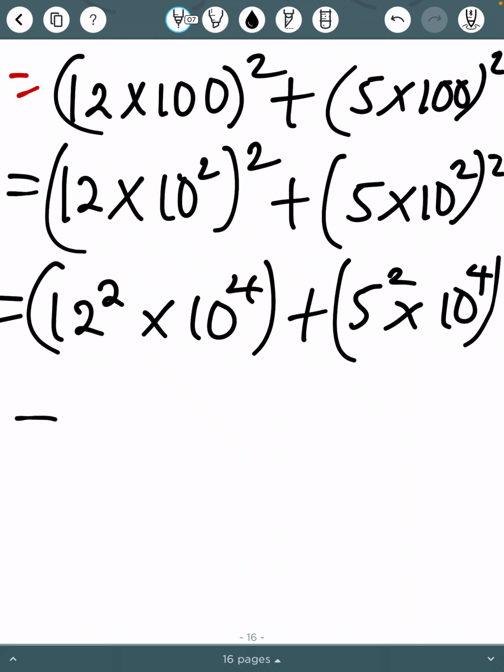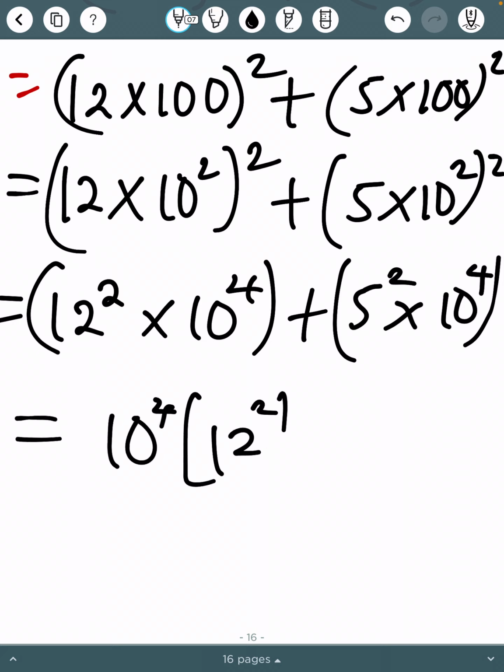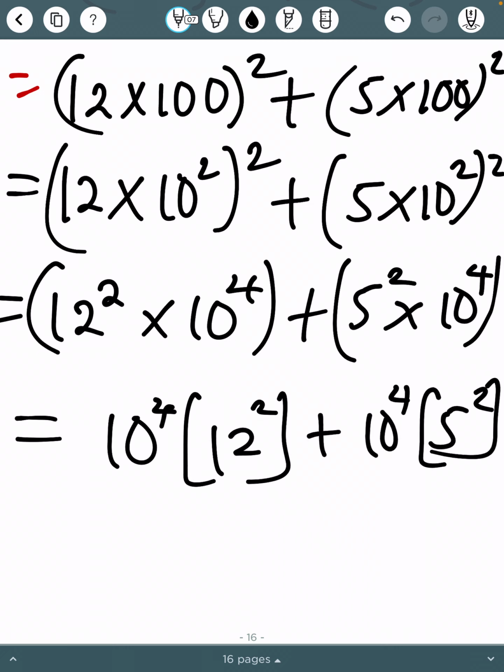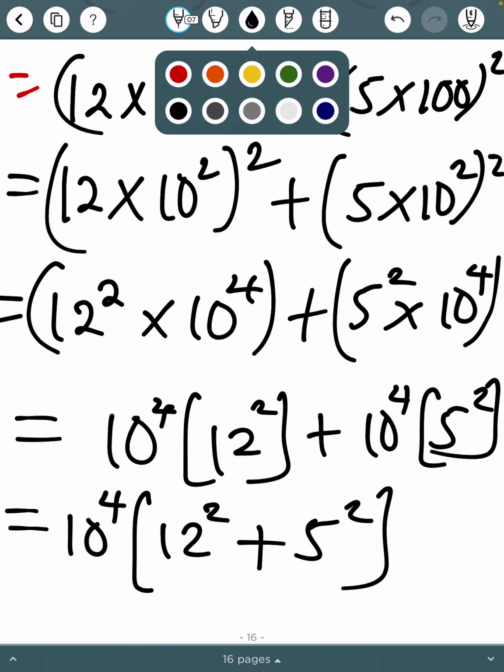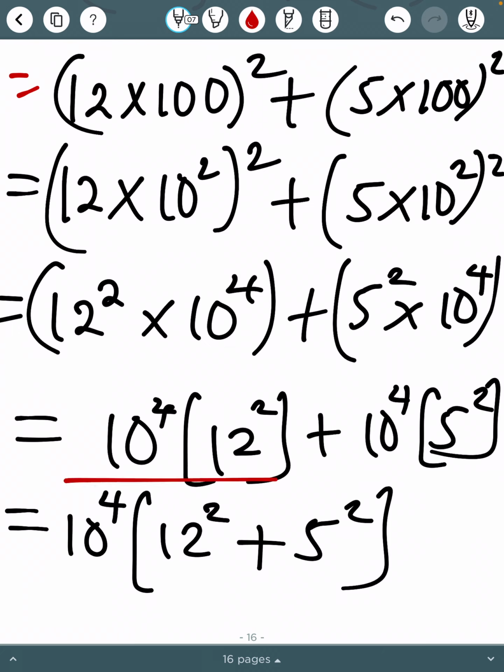So what this means is very simple. I have 10 raised to the power 4 here, open bracket, 12 squared, plus I have 10 raised to the power 4 here, open bracket, 5 squared. So I can write 10 raised to the power 4 outside and do 12 squared plus 5 squared by factorization, because there is 10 raised to the power 4 in both. I will have 12 squared plus what? 5 squared. So what does that give me?